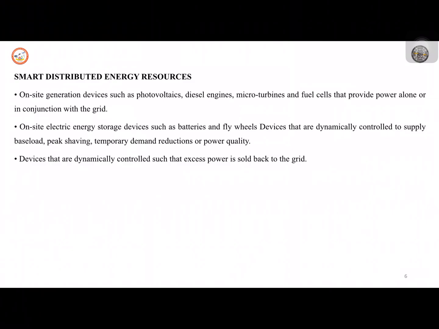Smart distributed energy resources include on-site generation devices such as photovoltaics, diesel engines, microturbines, and fuel cells. On-site electric energy storage like batteries and flywheels is dynamically controlled to supply base load, peak saving, temporary demand reductions, or power quality. These are devices that are dynamically controlled such that excess power is sold back to the grid.